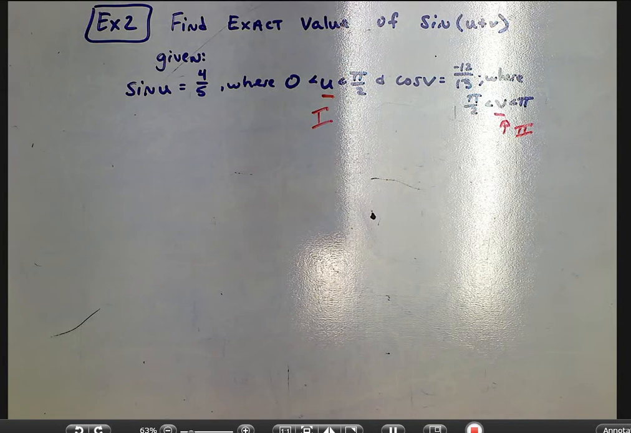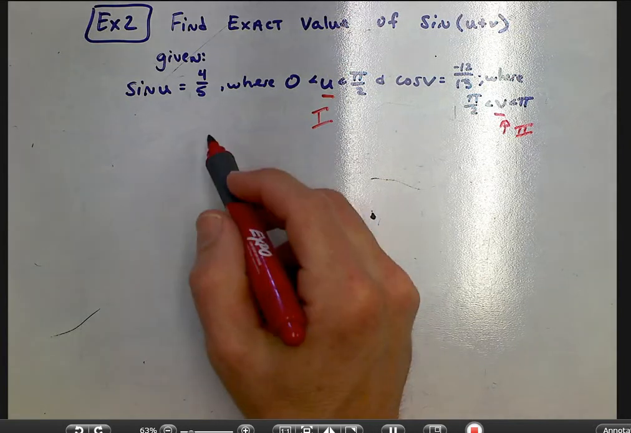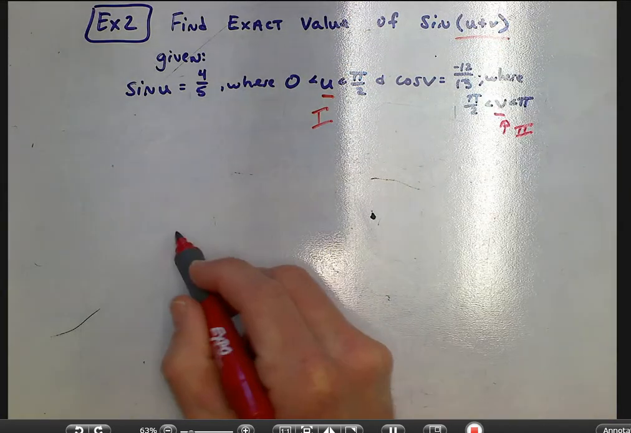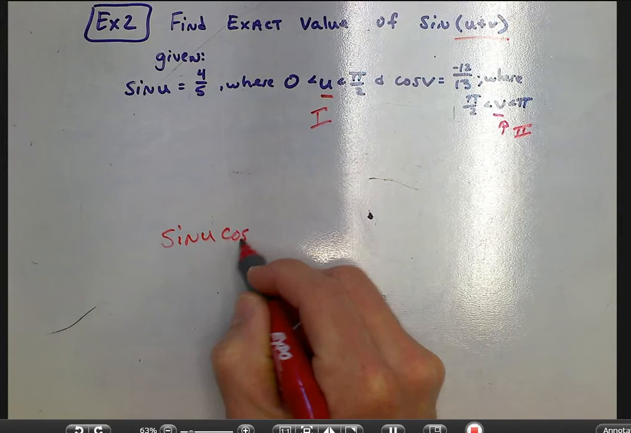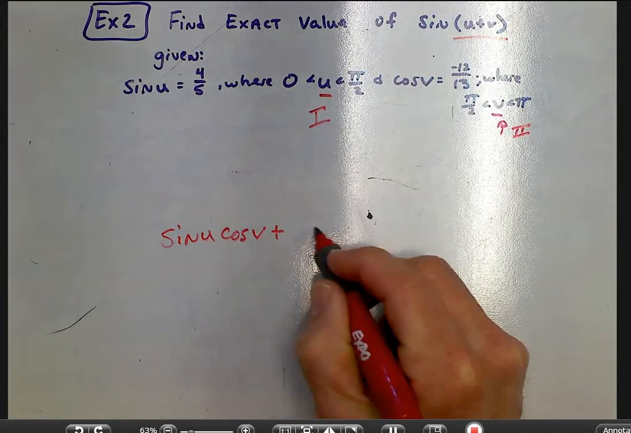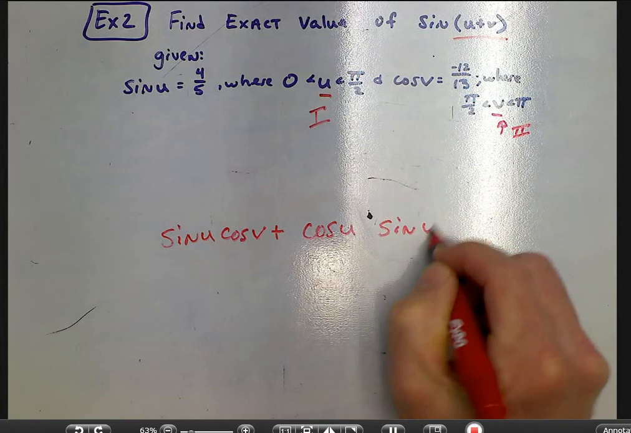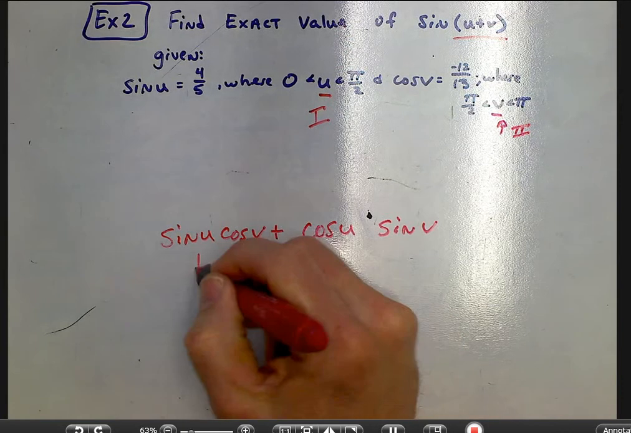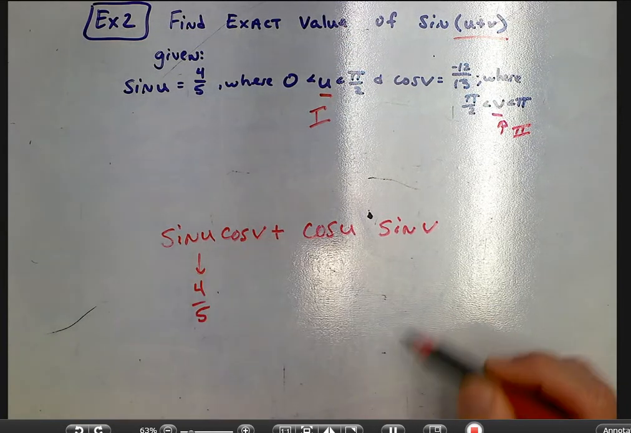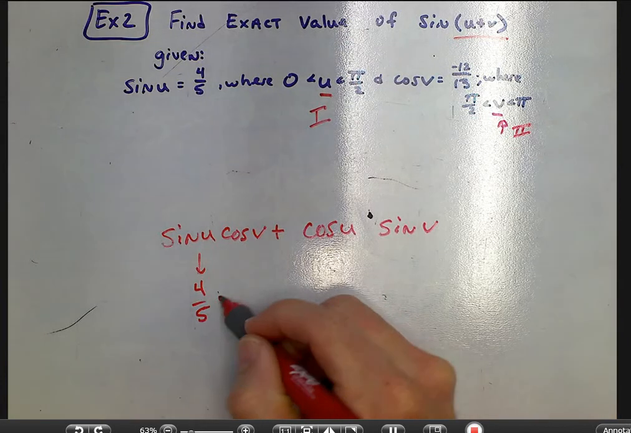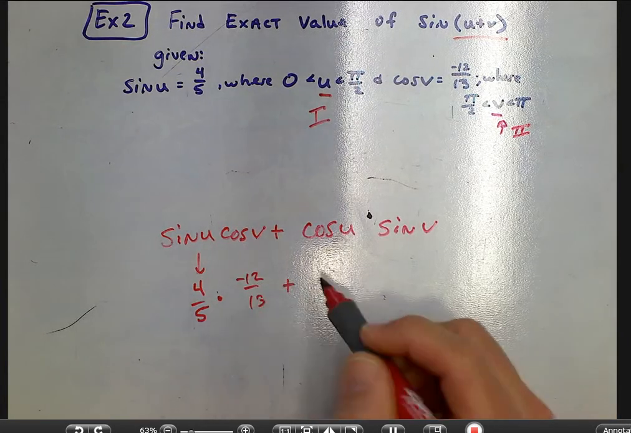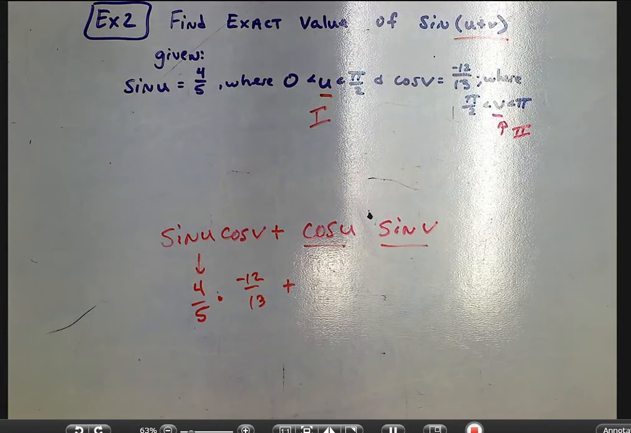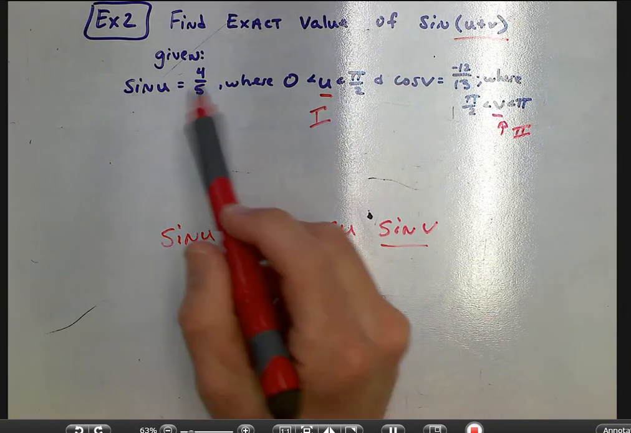Okay? So now my formula says that I'm trying to do this, and so it says sine of u, cosine of v, plus cosine of u, sine of v. Okay? Well, I already know the sine of u. The sine of u is 4/5. And I already know the cosine of v. The cosine of v is negative 12 over 13. What I have to figure out is the cosine of u and the sine of v without them being given. Well, this is what you have to do. For u, draw a triangle that involves u.